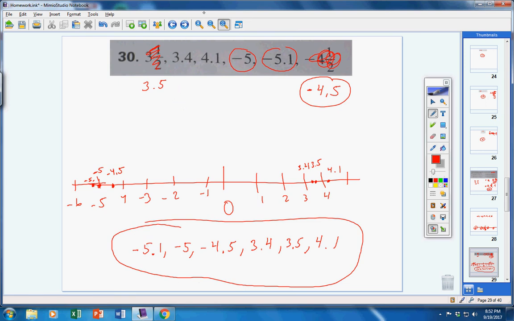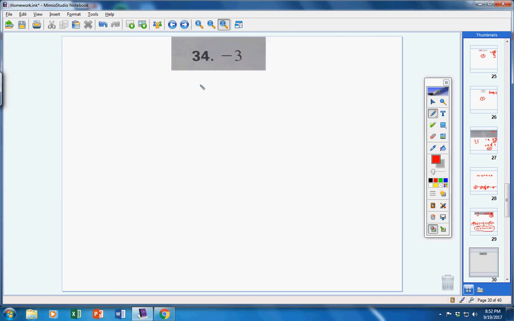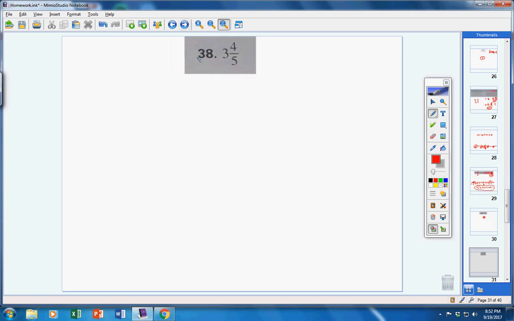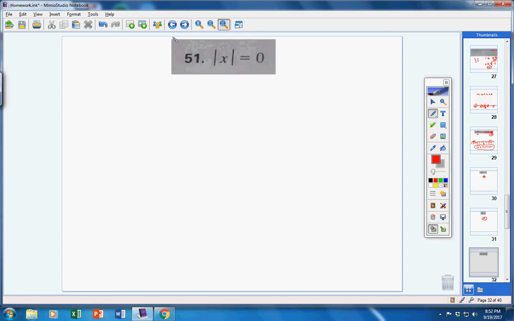Alright, number 34. Find the opposite of this number. Well, the opposite of negative 3 is positive 3. Okay? Number 38. Find the opposite of 3 and 4/5. Well, it's positive. So the opposite is negative 3 and 4/5. It's that simple, students. Opposite just means to change the sign. Okay? Moving on to number 51.